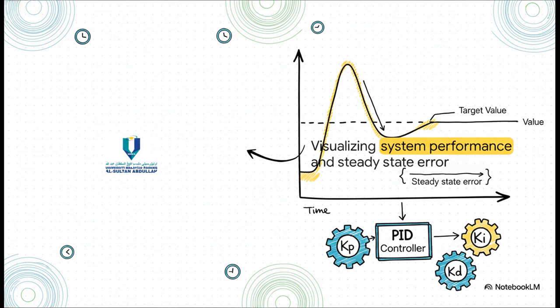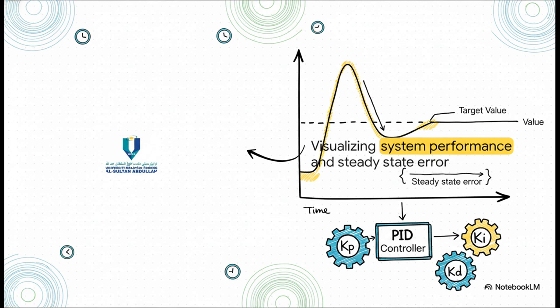First, look at the rise time. That's how incredibly fast the system shoots up toward the goal. But notice how that line blasts right past the target at first? That is what we call overshoot. After that, it kind of bounces up and down until it finally stabilizes. The time that whole bouncing process takes is the settling time. And if it finally settles but never quite reaches that exact perfect target line, that frustrating little gap is the steady state error.